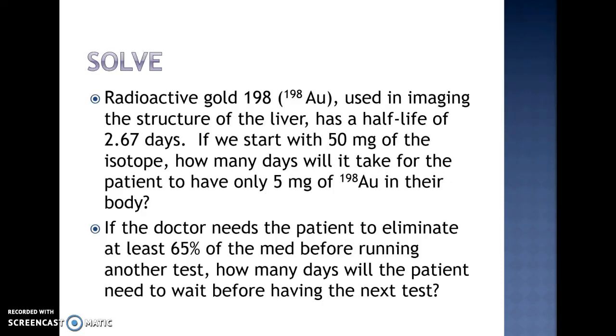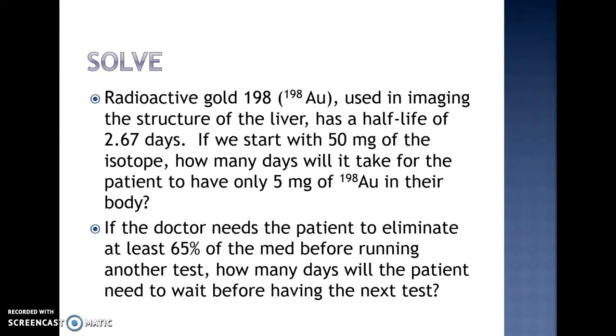We're going to take a look at a problem using radioactive gold, which is used in imaging the structure of the liver. It is known that radioactive gold has a half-life of 2.67 days. We're going to start with 50 milligrams of the isotope, and we want to know how many days it will take for this patient to be down to only 5 milligrams of the isotope in their body.